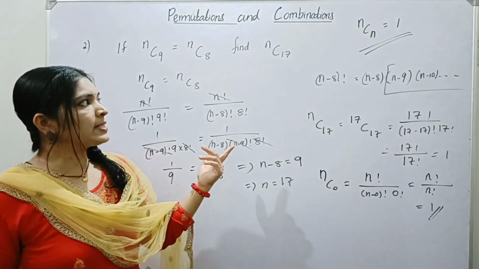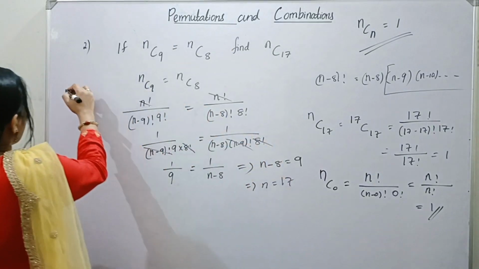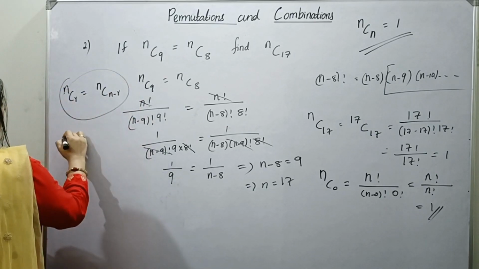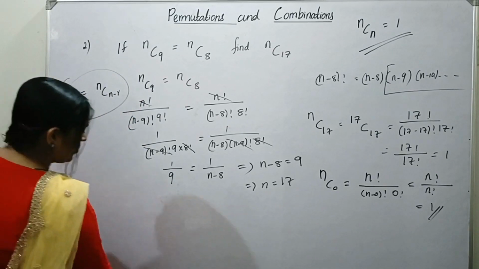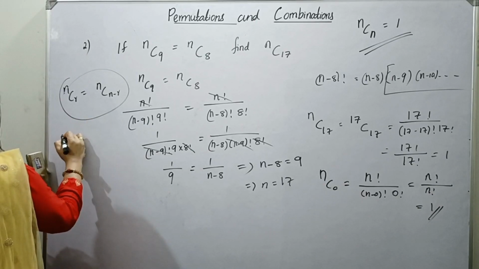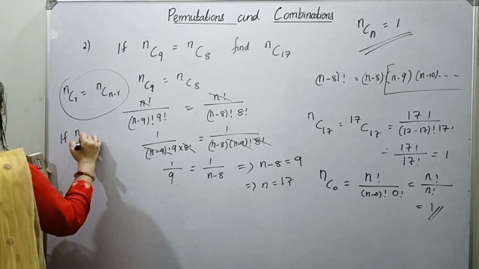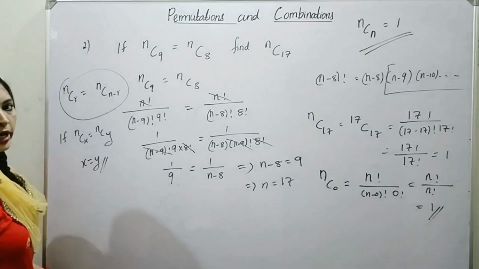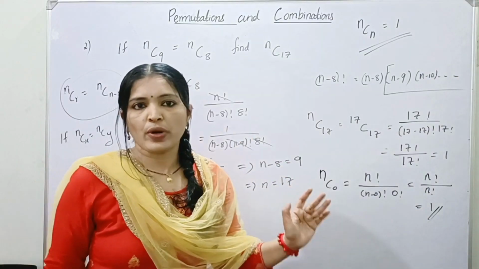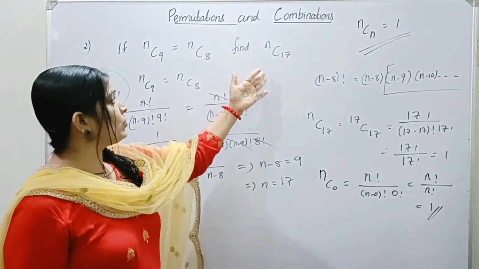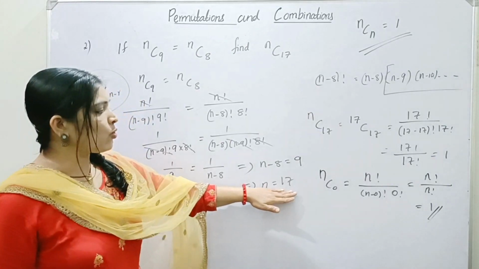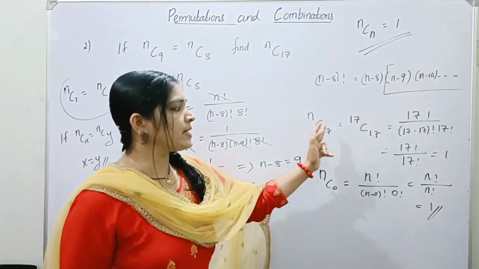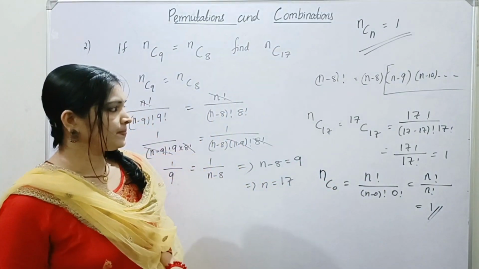So the previous properties, that is nCr is equal to nC(n minus r), and one more property we have learned, if nCx is equal to nCy, then x is equal to y. So remember, nCn is equal to 1, nC0 is equal to 1. We have found here n is equal to 17. So nC17 is nothing but 17C17, that is equal to 1.